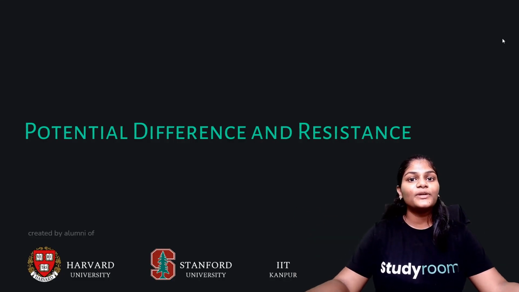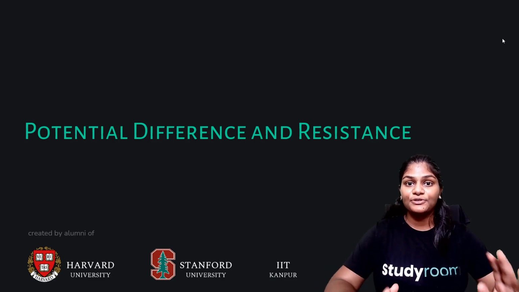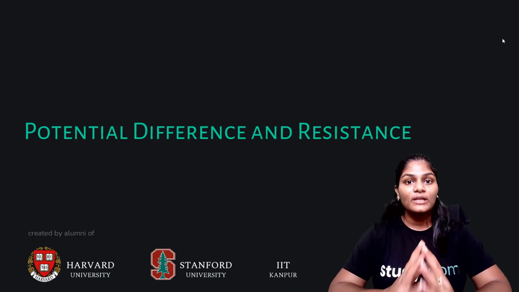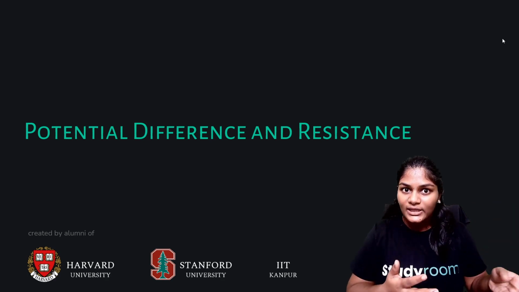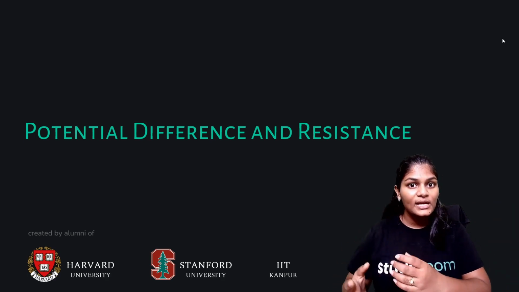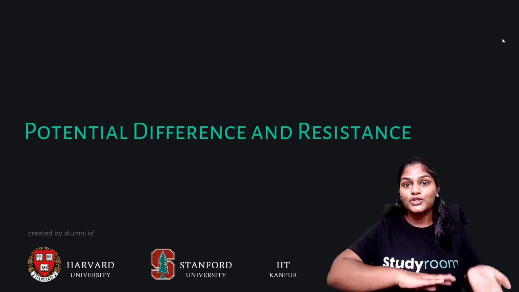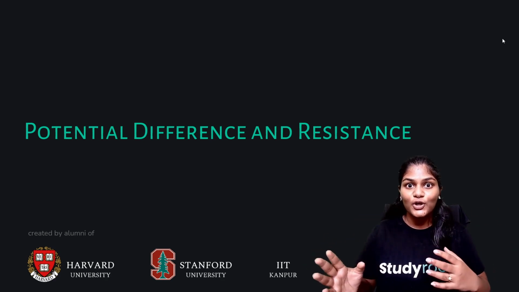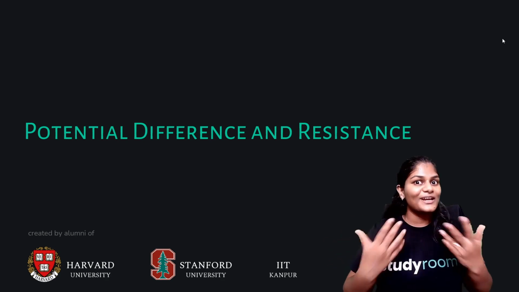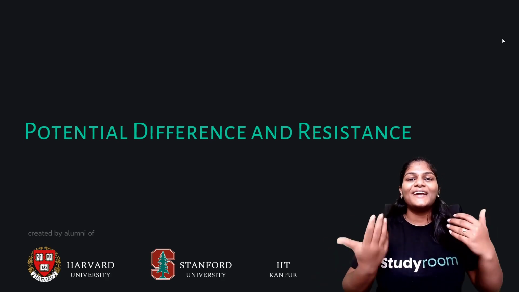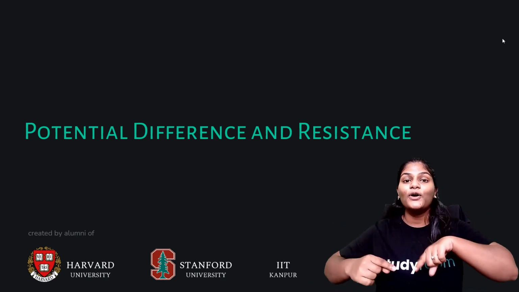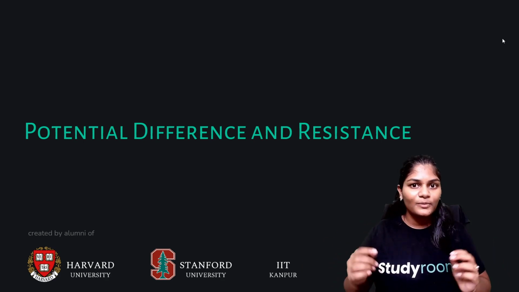So today the topic that we're going to be covering is potential difference and resistance. In the last class we studied the circuit. We got to know what current is and what direction the current flows in. It flows in the direction opposite to the negative charge or electrons, so current goes in the direction of positive, flowing from the positive terminal of the battery to the negative.